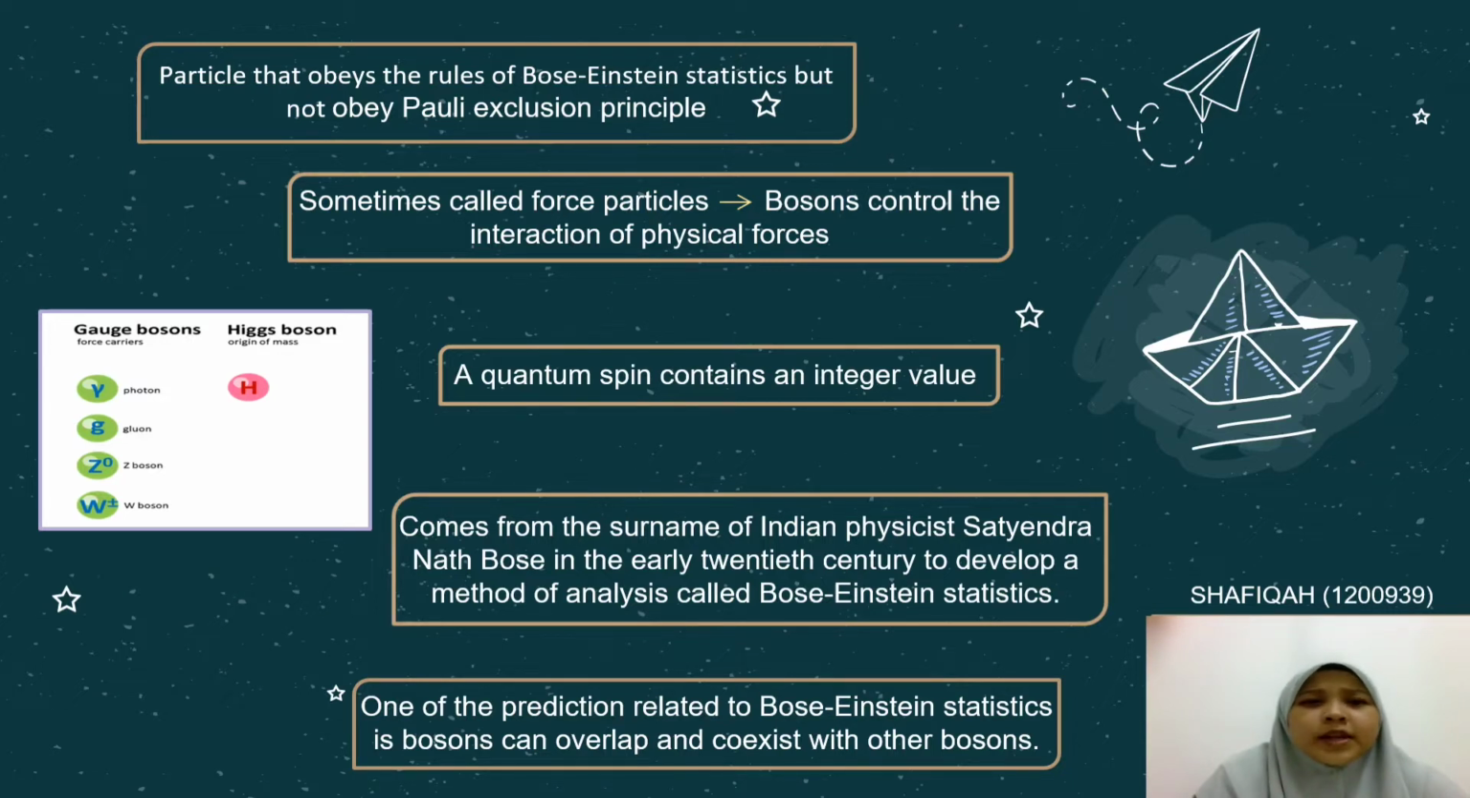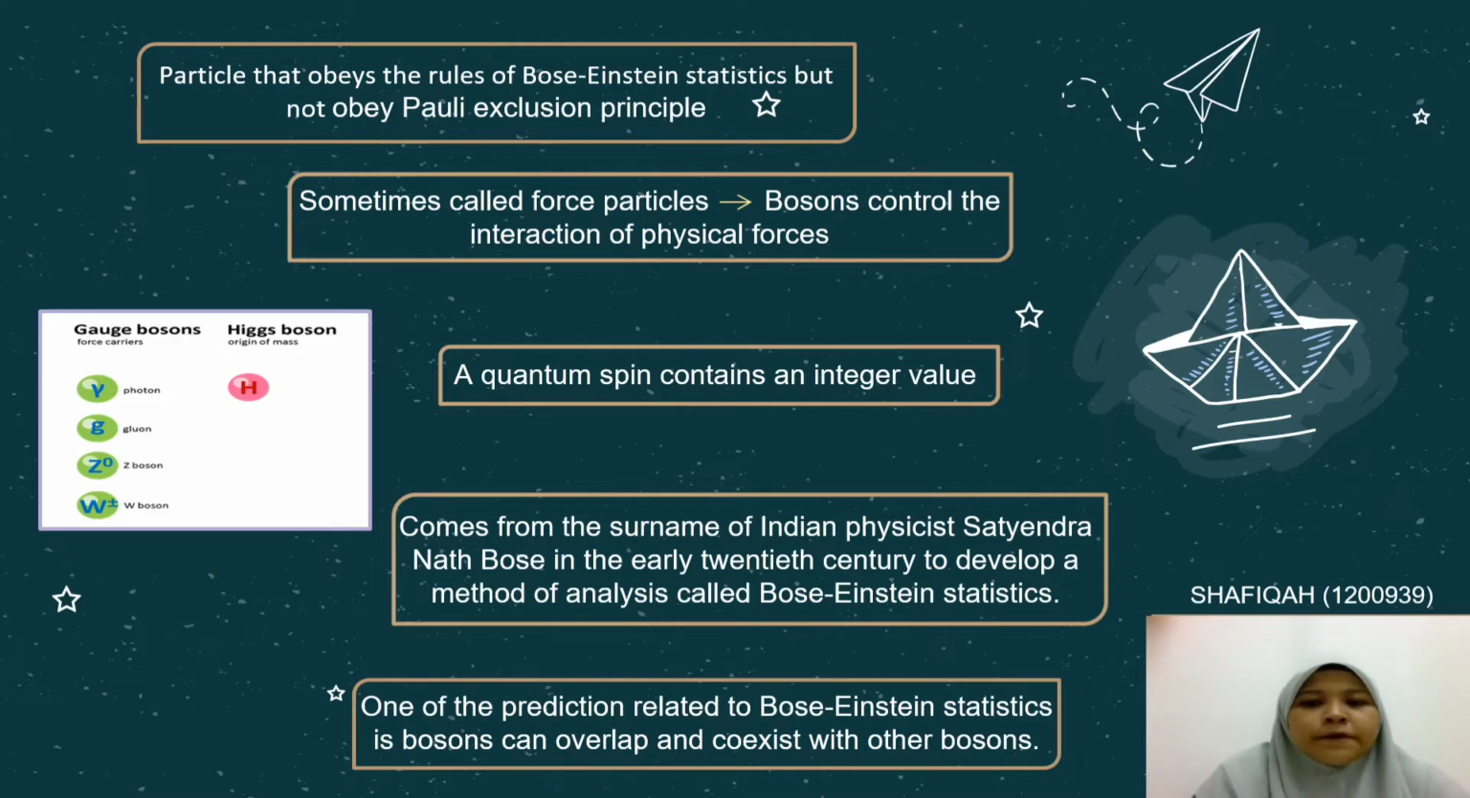One of the dramatic effects of Bose-Einstein statistics is the prediction that bosons can overlap and coexist with other bosons. On the other hand, fermions cannot do this because they follow the Pauli exclusion principle.